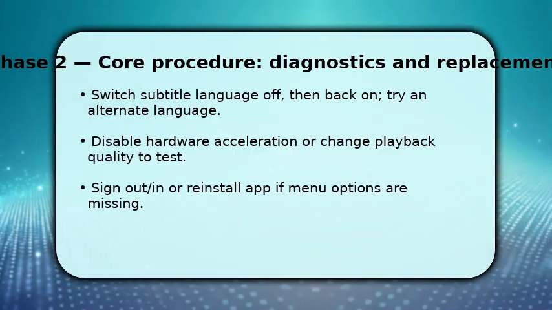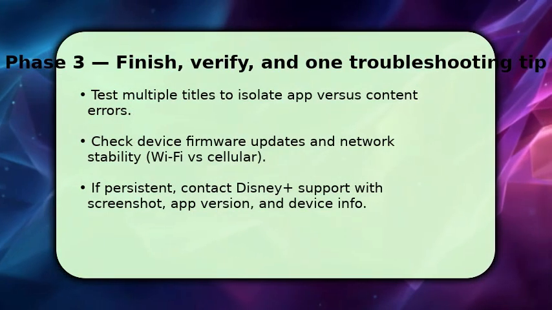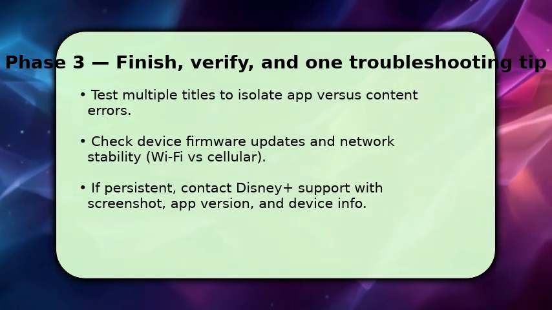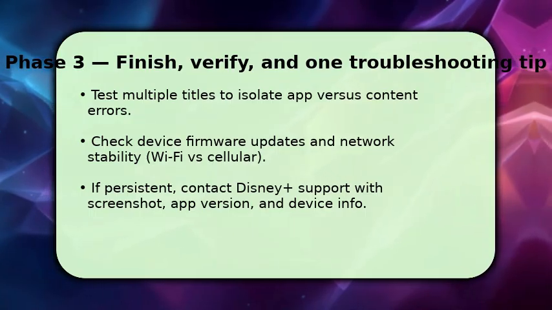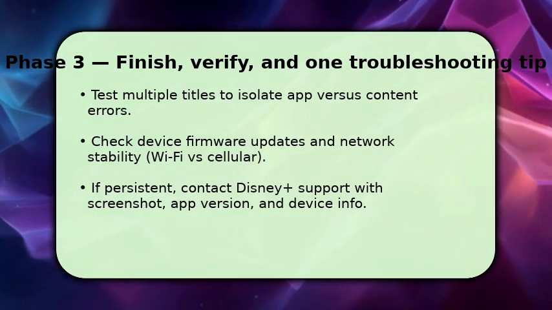To finish, test different titles to confirm whether the problem is per show or app-wide. This helps identify server or content issues. Make sure your device firmware is up to date and that your network is stable. Switch from Wi-Fi to cellular or vice versa to rule out streaming packet loss.